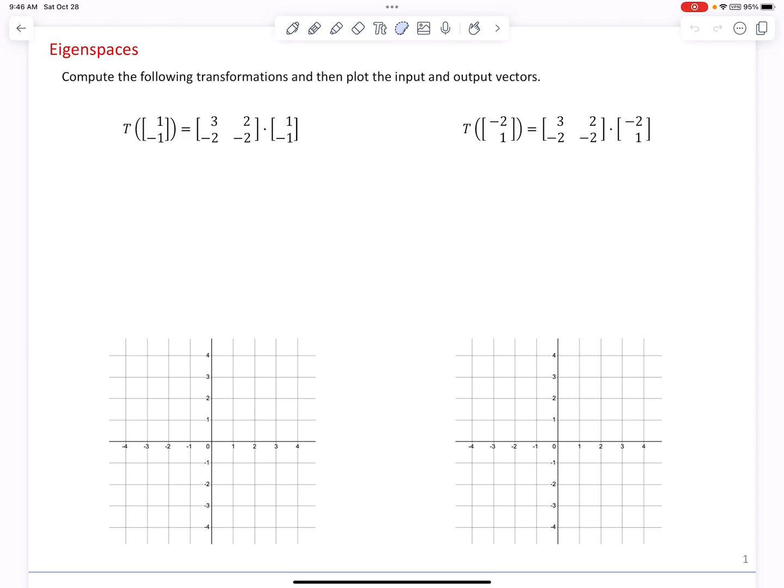Hello linear algebra students. This video lesson is on the topic of eigenspaces. Compute the following transformations and then plot the input and output vectors. This linear transformation in both cases is the same. You can recognize that because they have the same standard matrices.